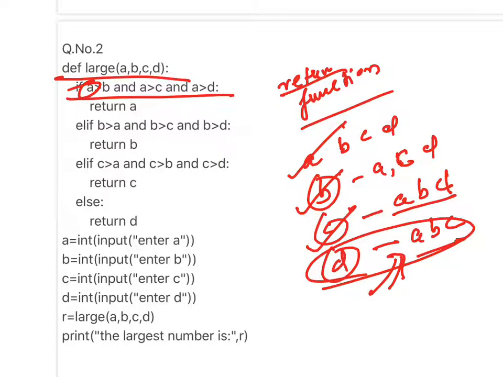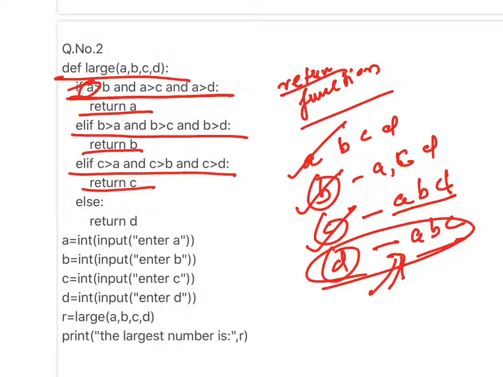So very simple. First you have to go for A, then return A. Then you have to go for B, then return B. Then you have to go for C, return C. Else return D. This concept, finding the maximum value out of given values, we have already discussed.